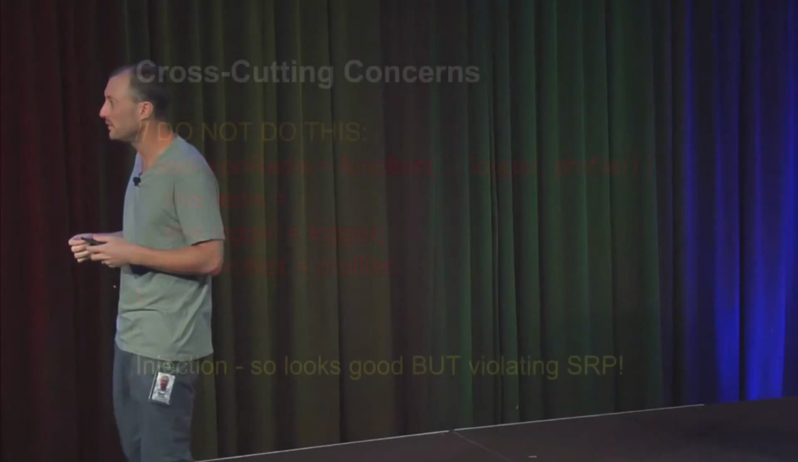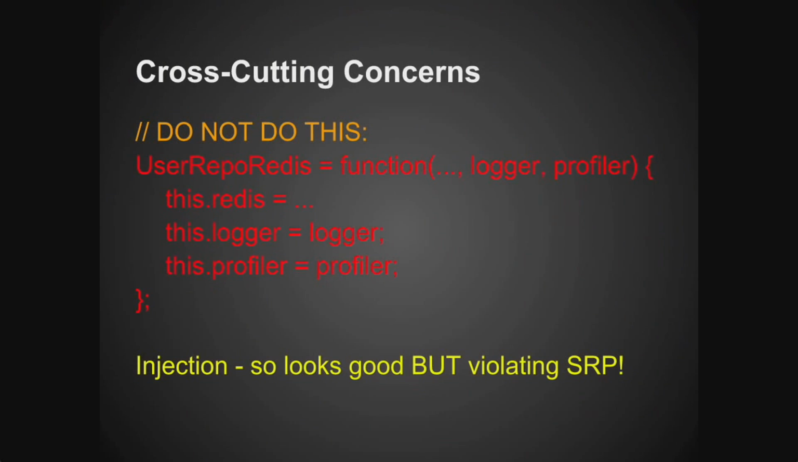So you say, OK, well, I want to pass some stuff in maybe to the implementation. And this is on the right track in that we're using constructor injection. But there are a lot of problems with this approach as well. For one, the single responsibility principle: now we have a specific implementation, user repo Redis, that has logging and profiling baked in. And when I want to use the user repo Redis object, and maybe I don't want profiling and I don't want logging, I'm stuck here.